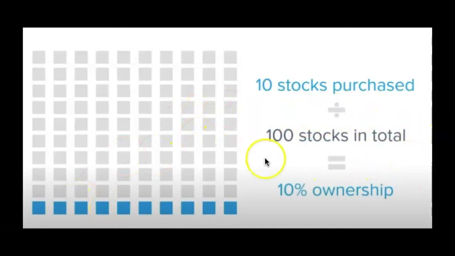Let's say you go out and you purchase 10 stocks in the company. What you do is you divide the total amount of stock that you buy by the total amount of available stock of the company. Then it gives you 10%. So this shows that you're a 10% owner of this company A right here.